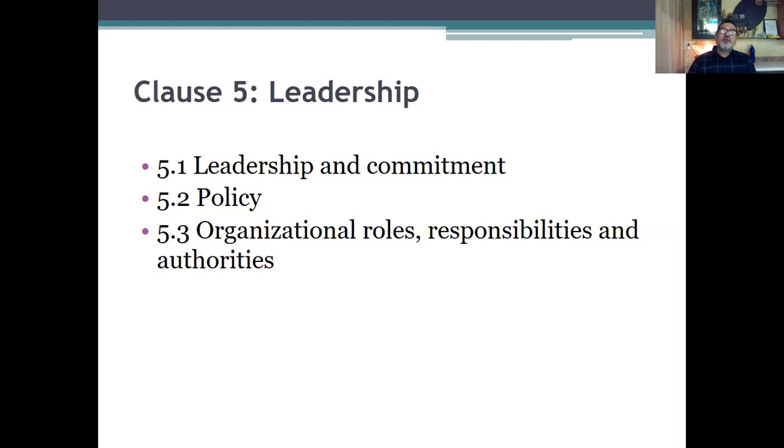5.2, environmental policy. Top management have the responsibility to establish an environmental policy which is appropriate for the organization in terms of size, scope, activities, and ambitions of the organization, and provides a formal framework for setting objectives. Obviously, the policy should include a commitment to pollution prevention, environmental protection, and all factors contextual to the organization itself.